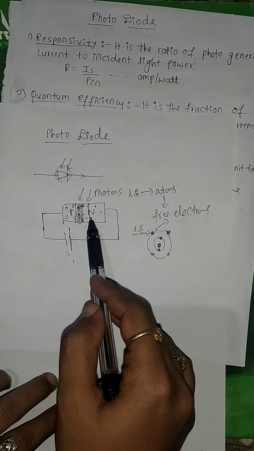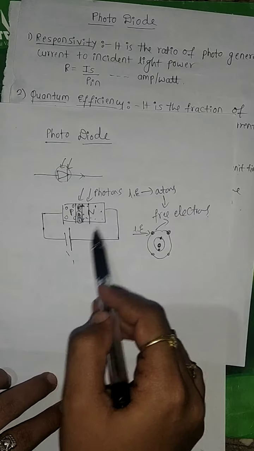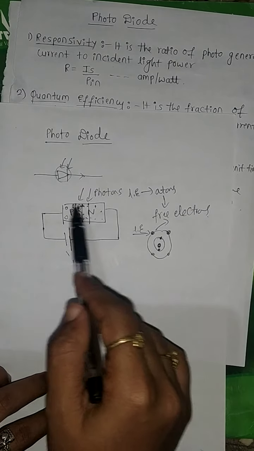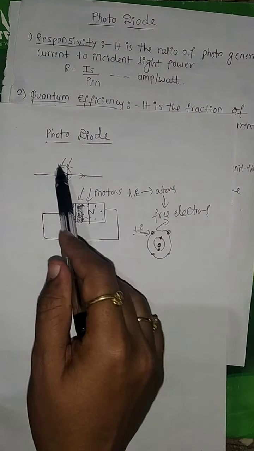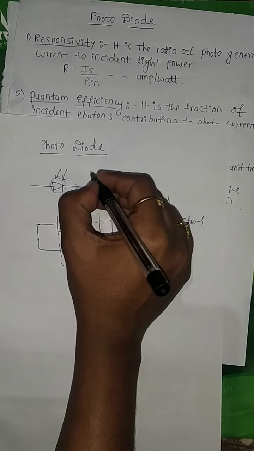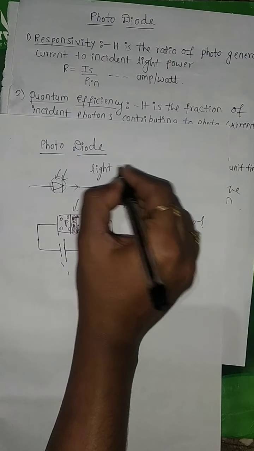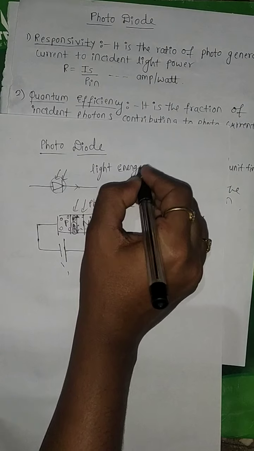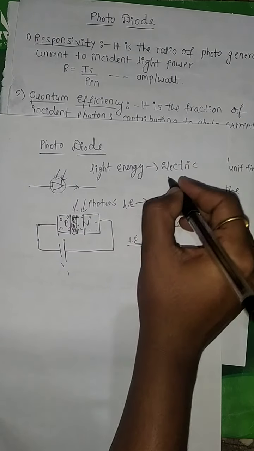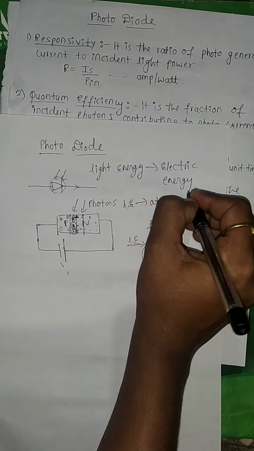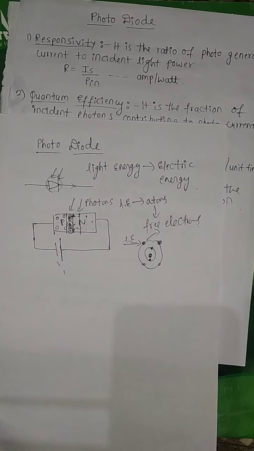When free electrons are generated, they start to flow in the circuit. When they flow, they generate extra current in the circuit. So in this way, the photodiode converts light energy into electrical energy. This is the main concept of the photodiode.